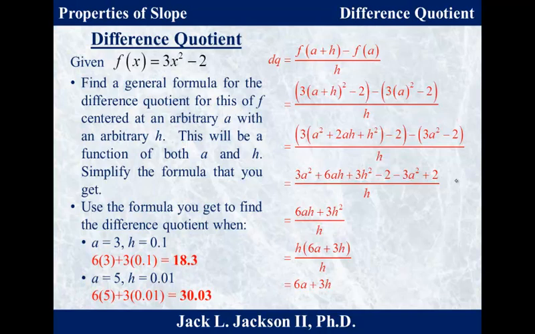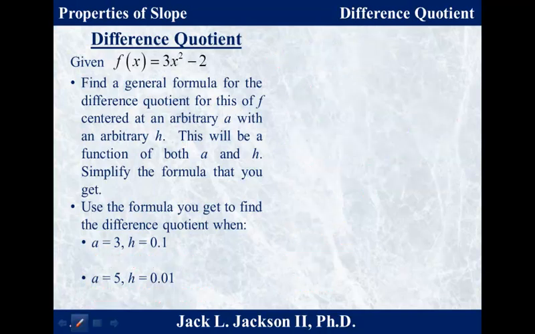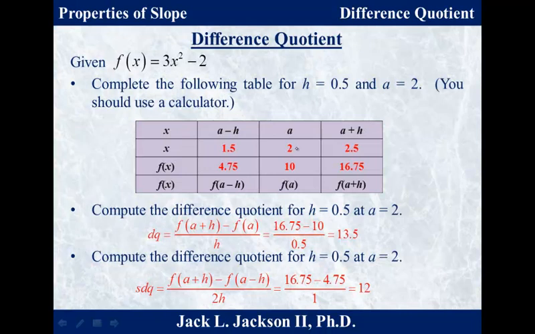And then, as often happens with these things, you can factor an h out of the numerator and cancel it with the h in the denominator. I've used the distributive property to pull the h out and cancel those h's, the one out front and the one at the bottom, and so the answer is 6a plus 3h. So now we have a very simple formula where I can pick whatever a I want and whatever h I want. So for example, let's back up to this one. If a is 2 and h is 0.5, 6a plus 3h, so 6 times 2 is 12.